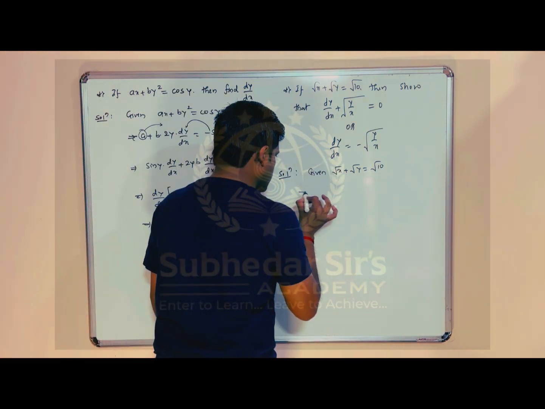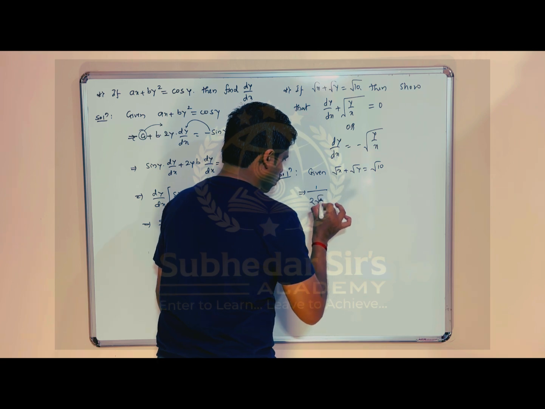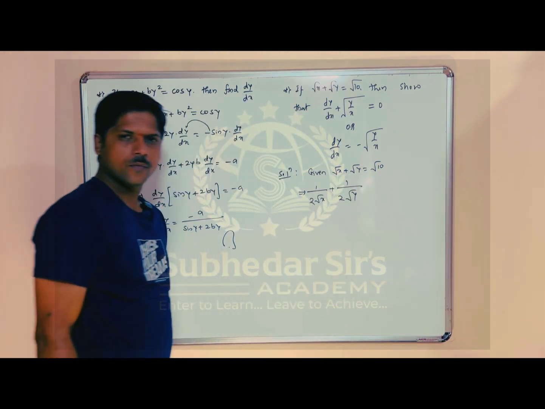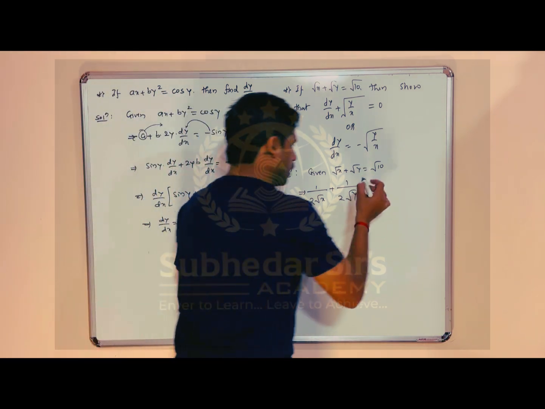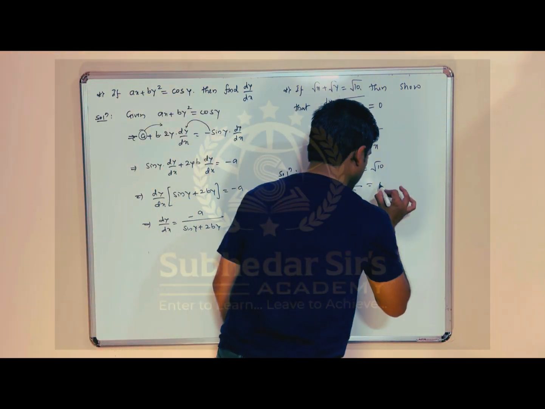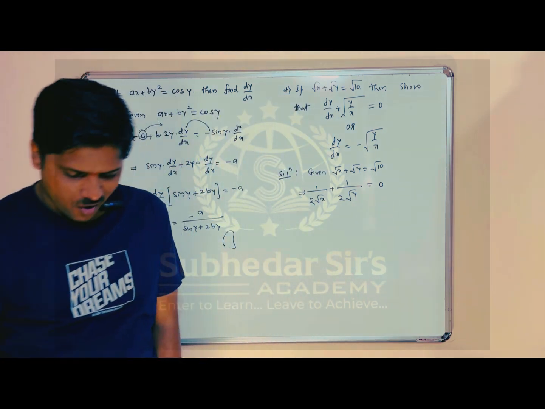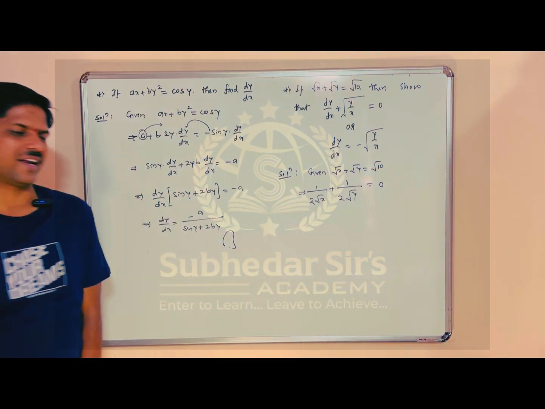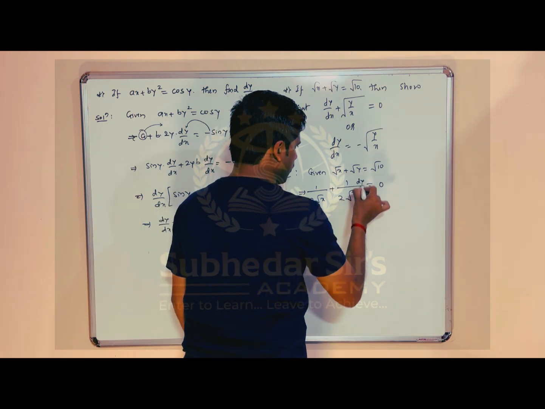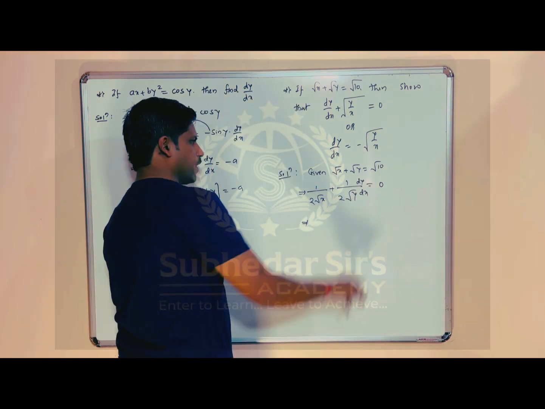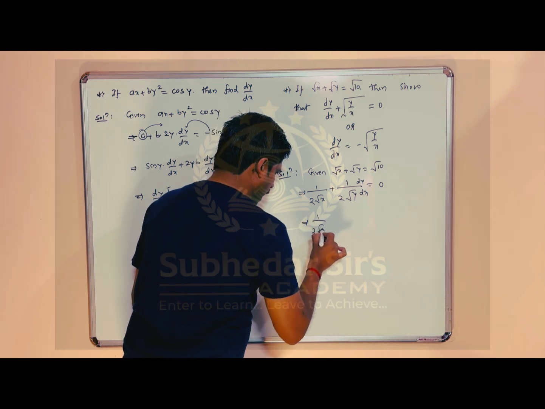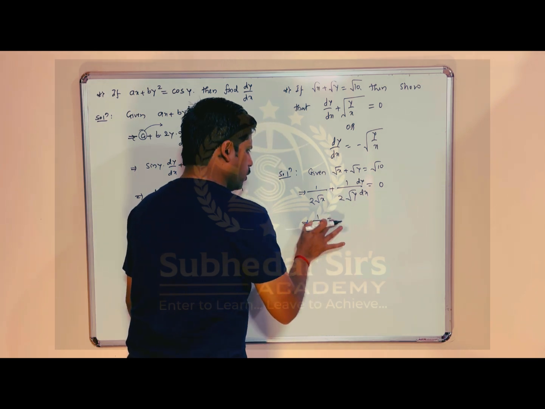Root x differentiation is 1 by 2 root x, plus 1 upon 2 root y. Then root 10 is constant. Don't write 1 upon 2 root 10, because it is a constant, so it is 0. Maximum students say 1 upon 2 root 10. Okay. So this can also be written as into dy by dx here, because the function is y. So 1 upon 2 root y into dy by dx.